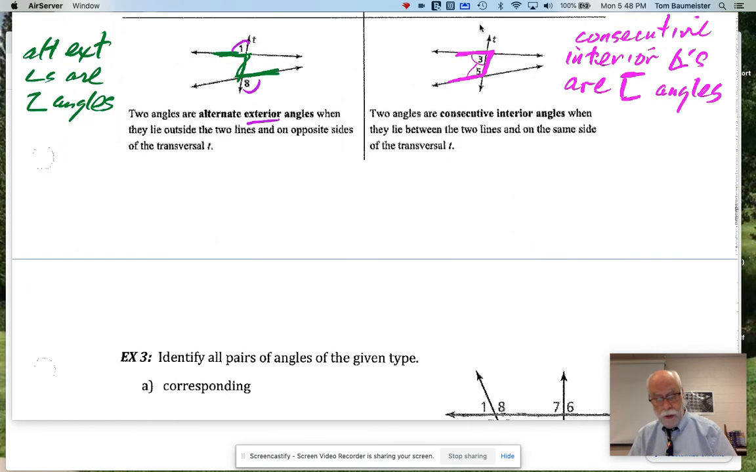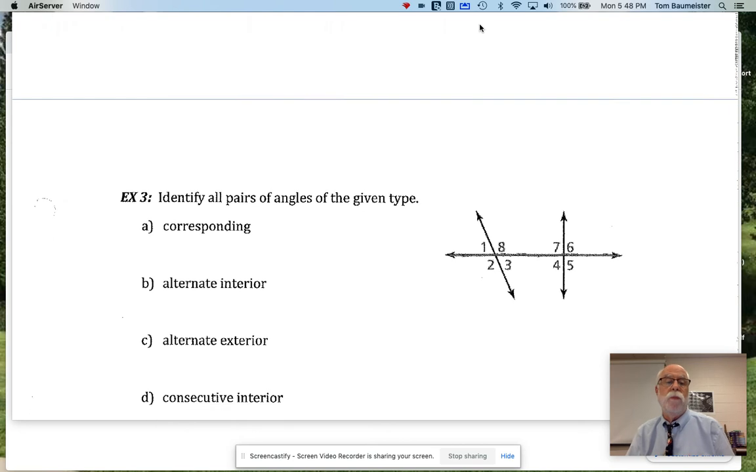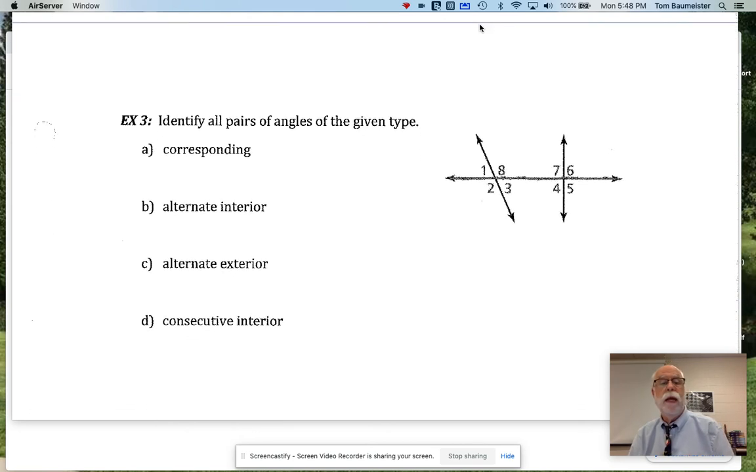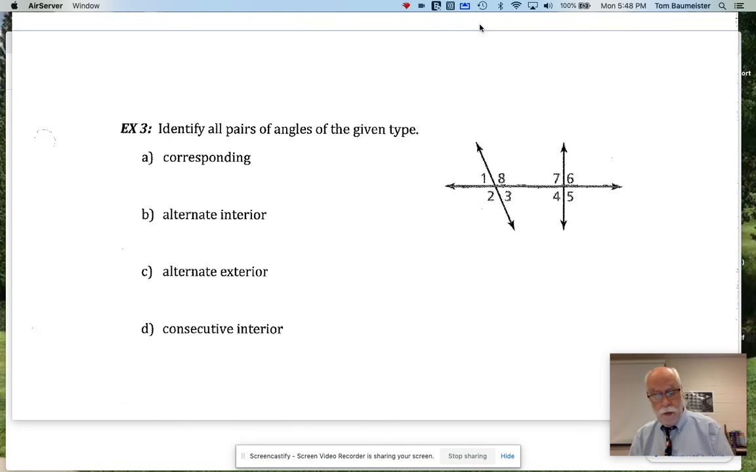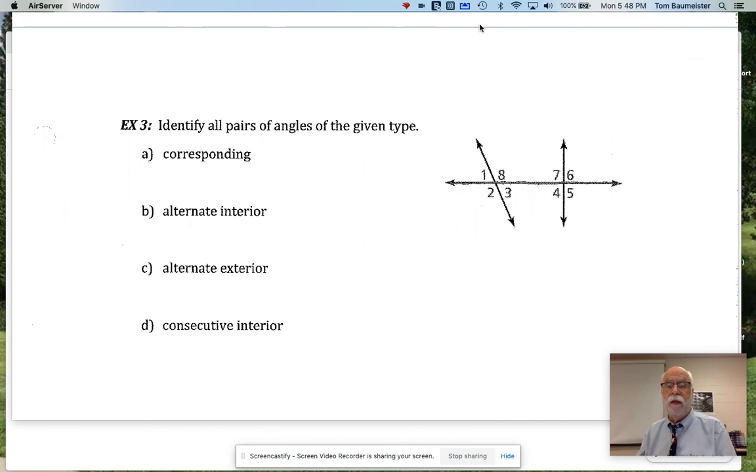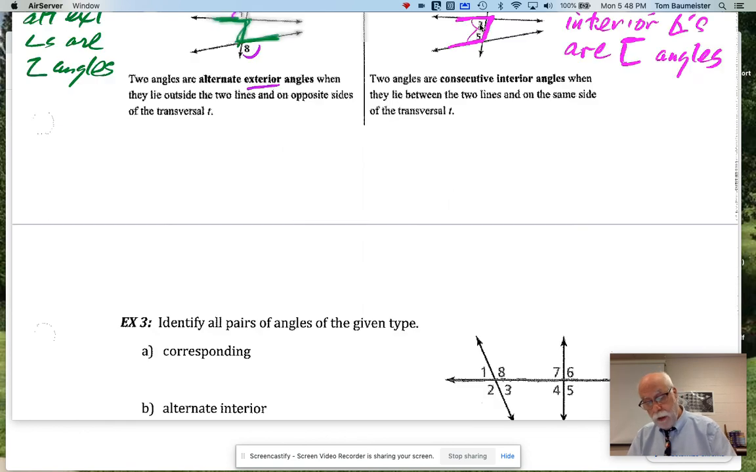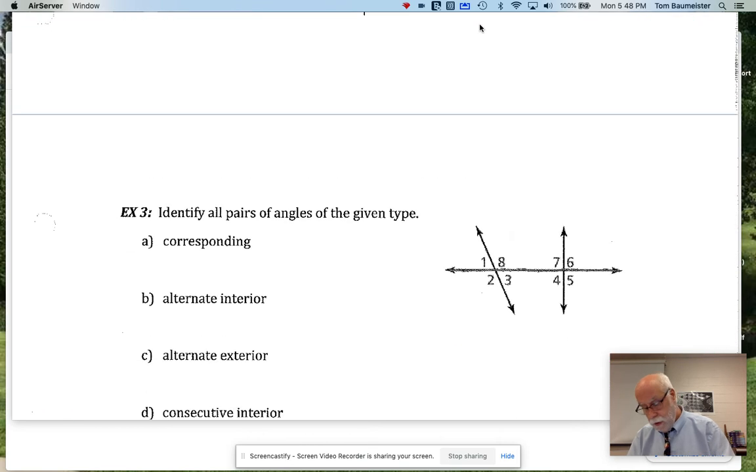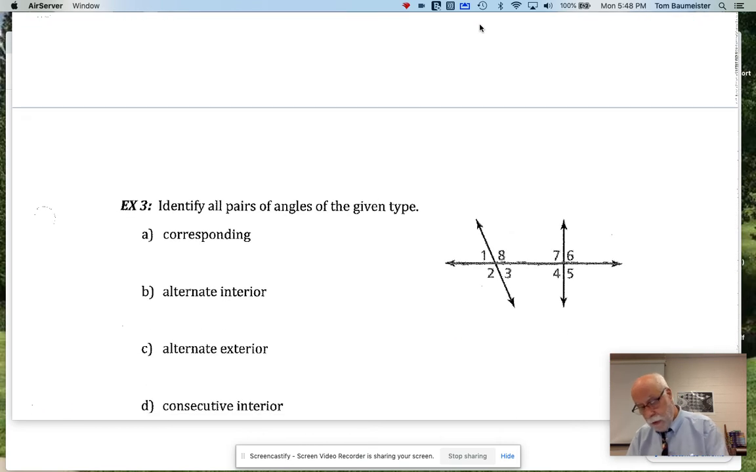Okay, I kept those big for you so we could see them, and now we're going to talk about what we can identify. We're going to identify the pairs. This is our last problem. So corresponding, remember, I just told you we can make an F angle. If I can make an F angle here, I'll use the same color, this red here. So there's my F angle.